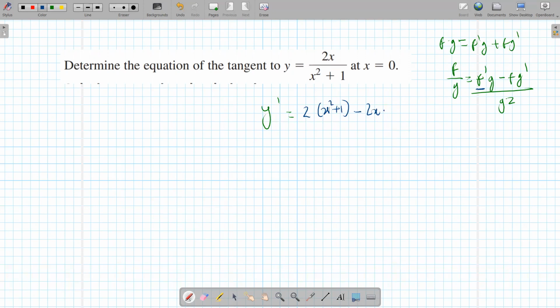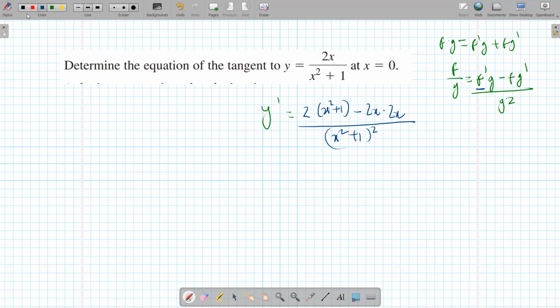by another 2x. Yep. And then what about in the denominator? We have the original g squared. Square. And you are done. One and done, easy, right?